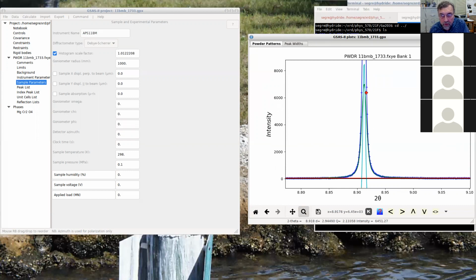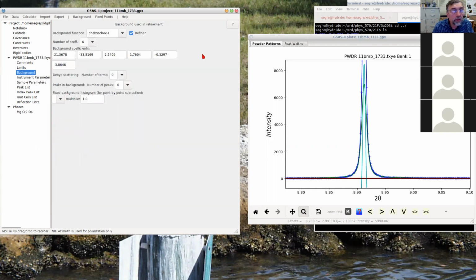Right, so the shape looks pretty good, the intensity is a little bit off. So clearly we're not quite in the right place. The histogram scale factor is just 1, which is fine. And so we have to start freeing up some additional parameters. So the background, you can see now you should have 6 parameters.